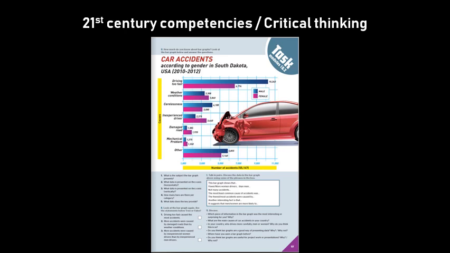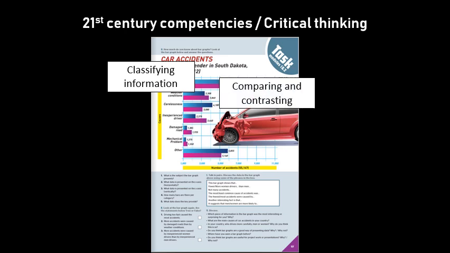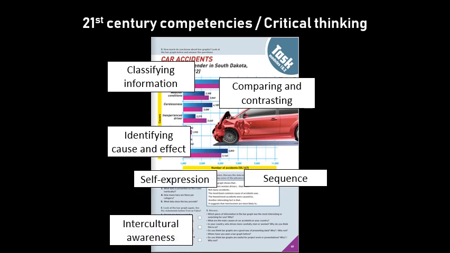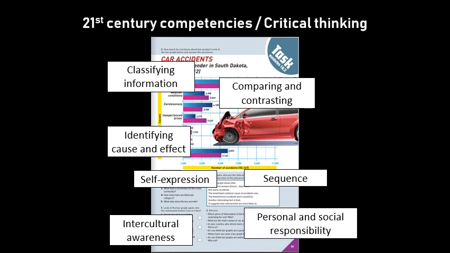By looking at the bar graph and answering the questions, the students are classifying information, comparing and contrasting, identifying cause and effect. One of the tasks is to discuss the result in pairs, requiring the students to sequence the information. In the class discussion, the students need to compare the information to their own country, leading to self-expression, intercultural awareness, and personal and social responsibility.